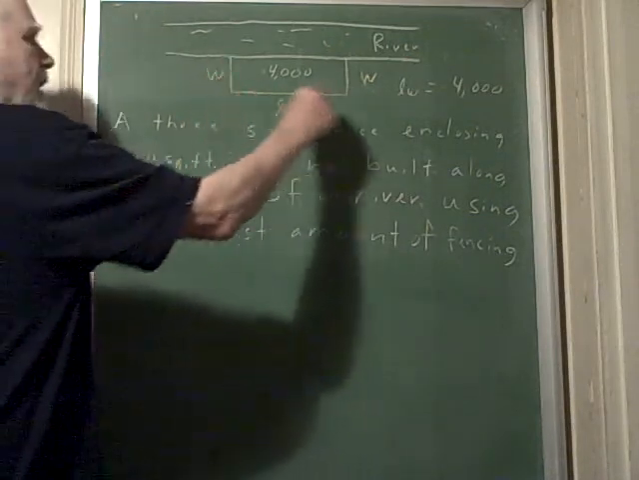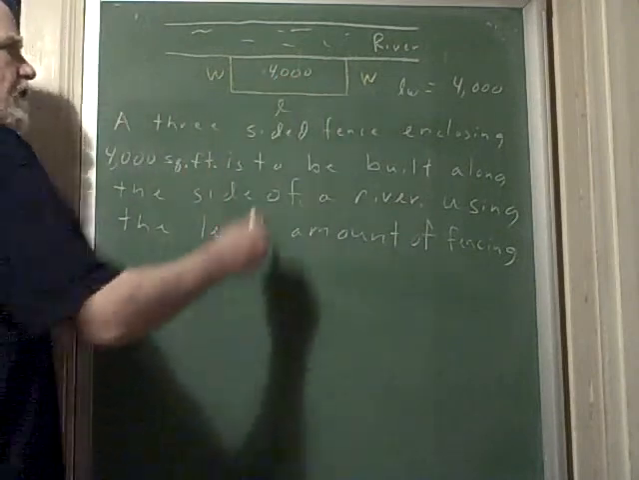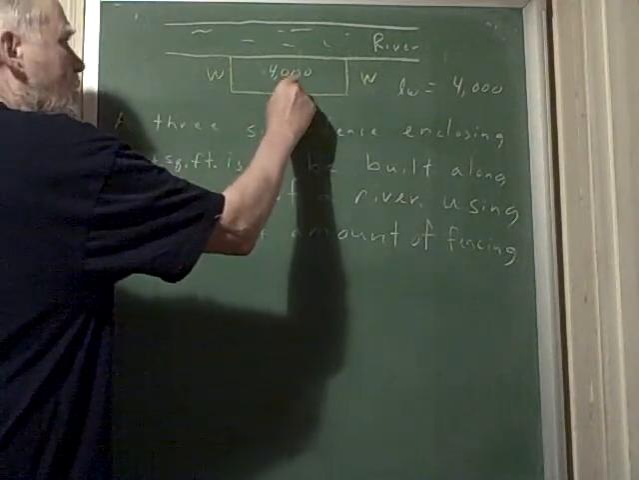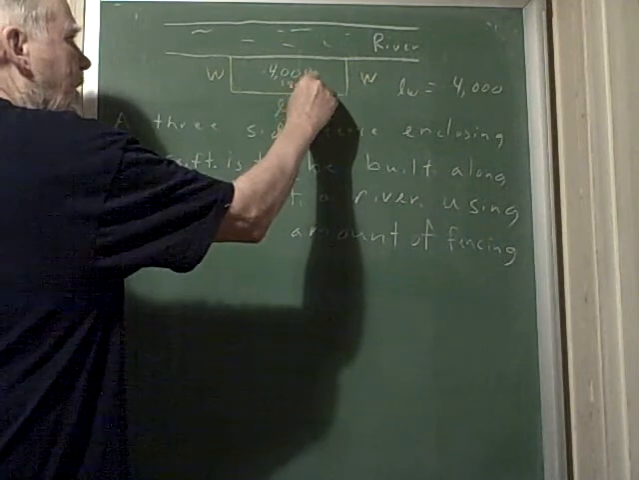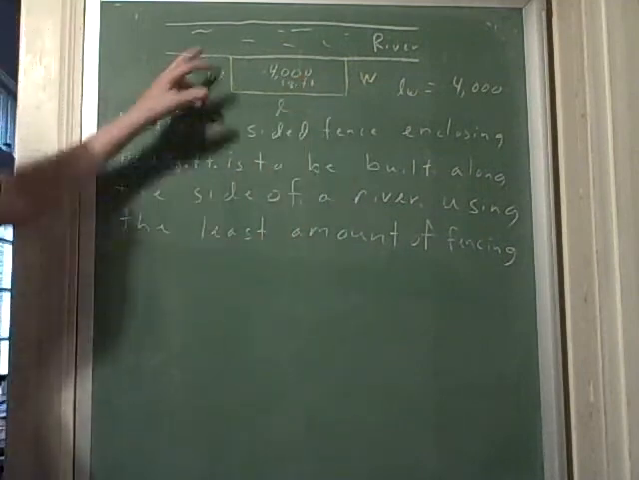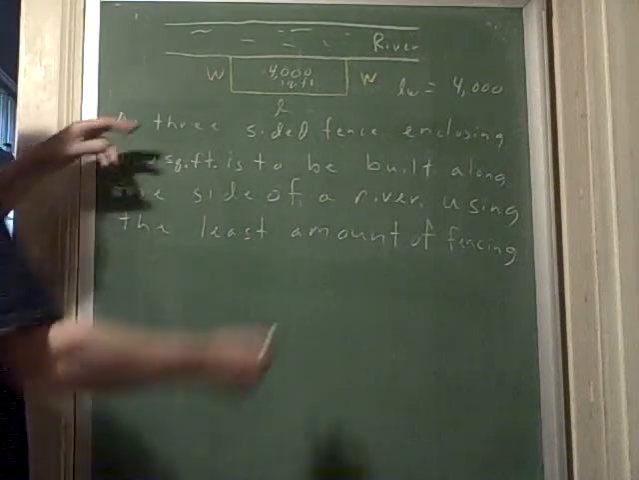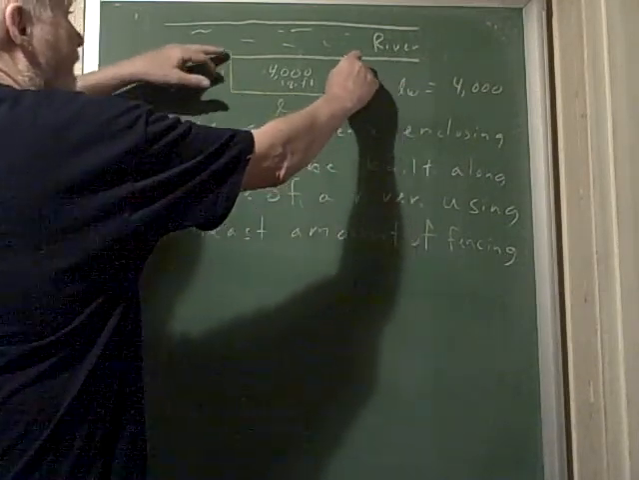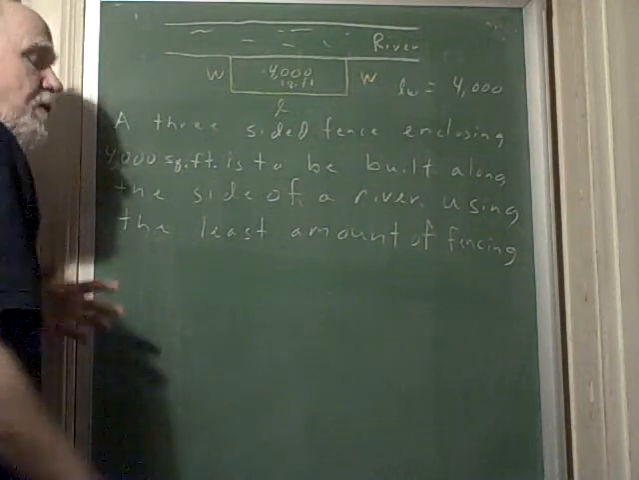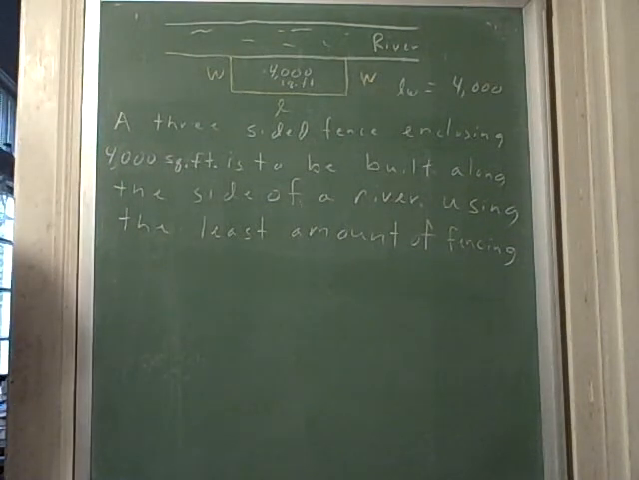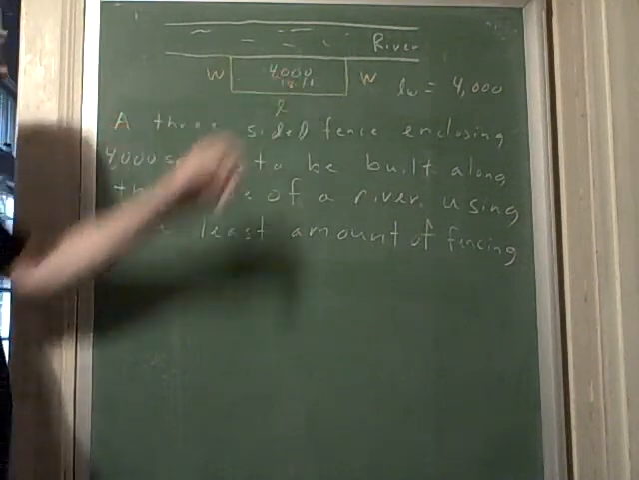We're trying to build this fence, and it has to enclose 4,000 square feet. But we want to use the least amount of fencing we possibly can. There's a lot of different ways we could build this. We could build this really long and the width very short, or we could make the width longer, etc. There's a lot of different dimensions we could build this fence.